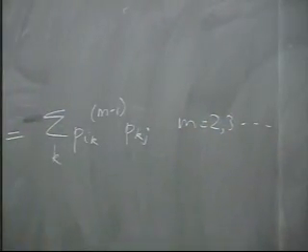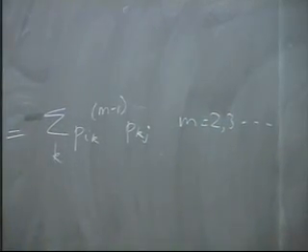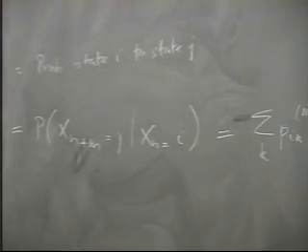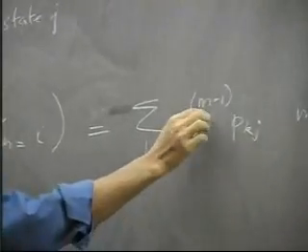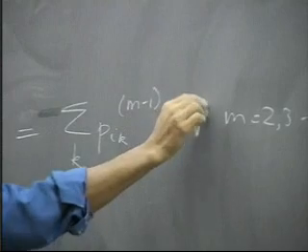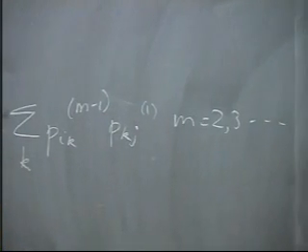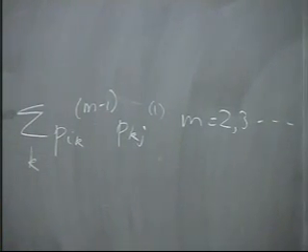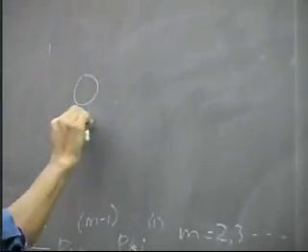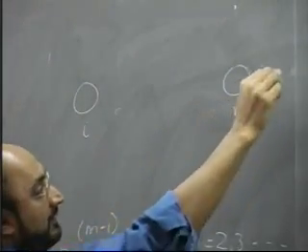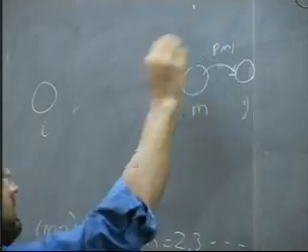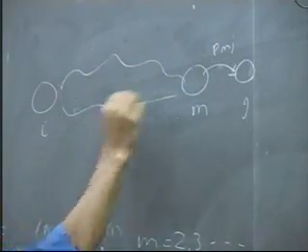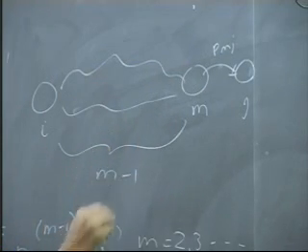Well, what are we saying over here? We're saying that to go from state i to state j after m steps, I'm going to go from i to some intermediate state k in m minus 1 steps, and then I'm going to do this one-step transition from k to j, which of course is the same as P_kj. So we can draw it like this. We have i, we have some k, and we have some j.